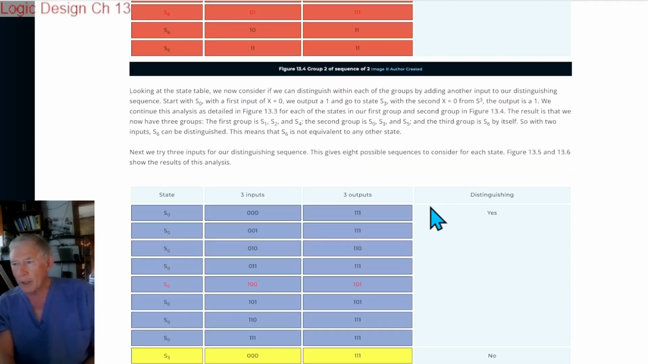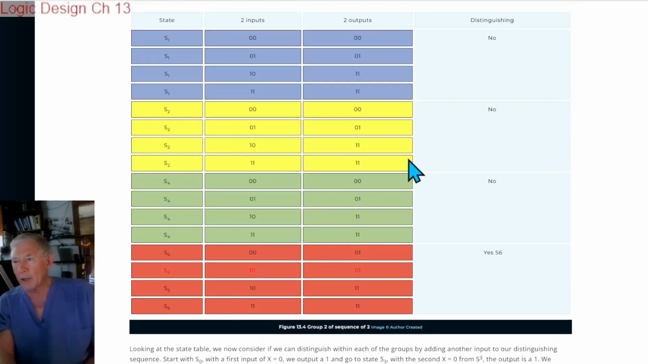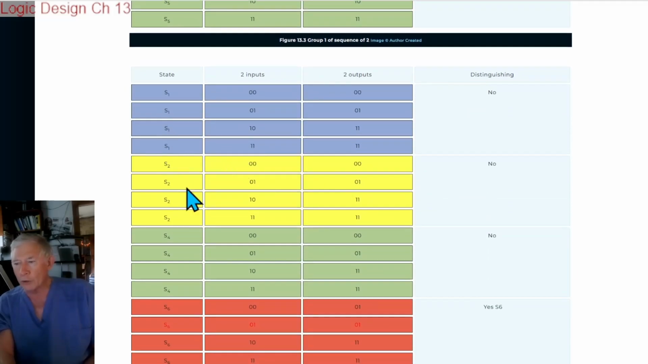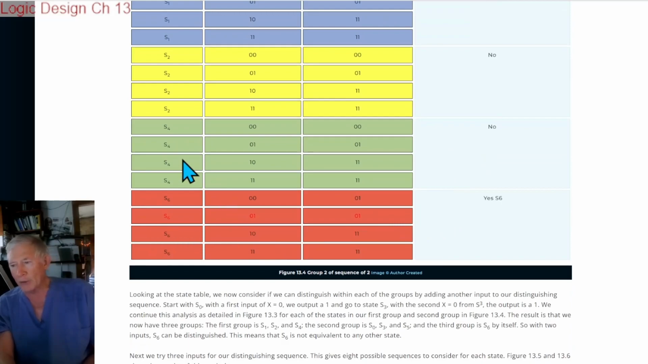So now we have three groups. We have 0, 3, 5 is one group, 1, 2, 4 as another group, and S6 as a group by itself. As soon as you're put in a group by yourself, then we can forget about you, because we already have a distinguishing sequence now for S6, and that is you put in two inputs, 0 and 0, and you're going to see that S6 is different.